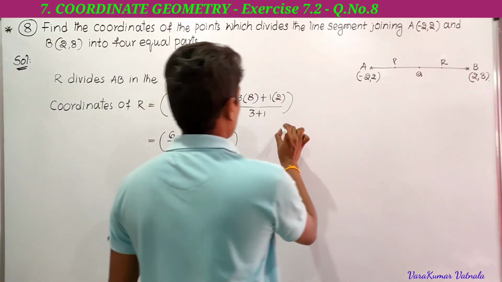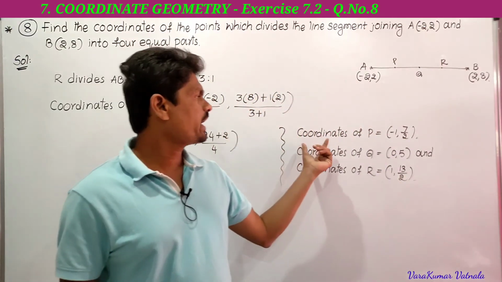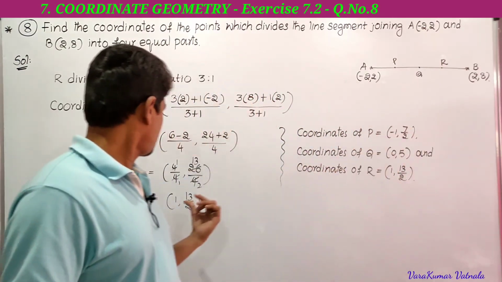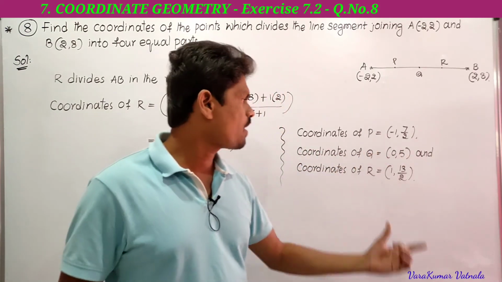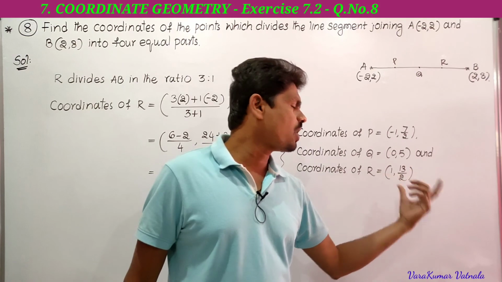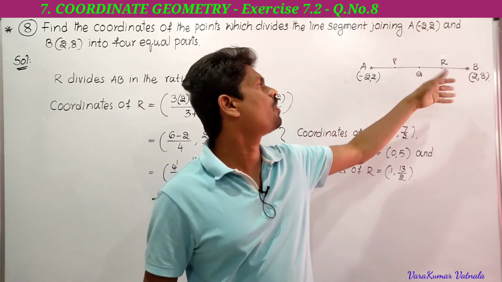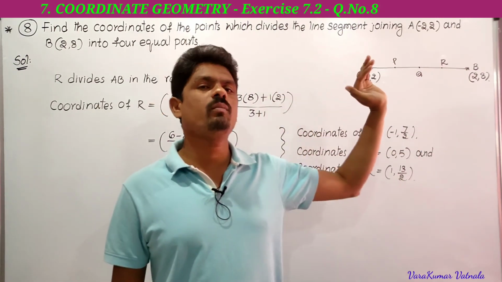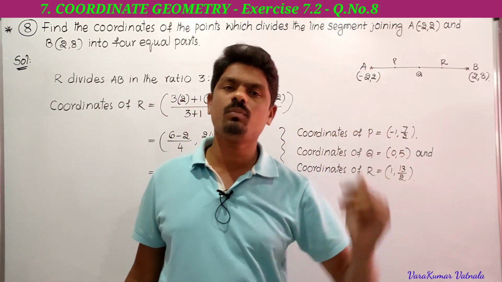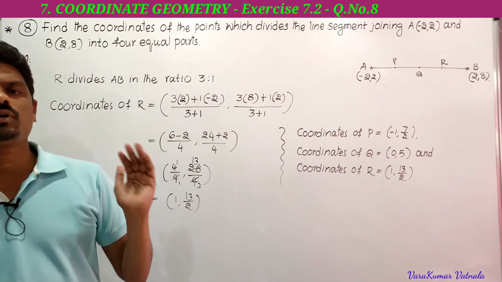So we have totally, therefore, coordinates of P equal to minus 1 comma 7 by 2, coordinates of Q equal to 0 comma 5, and coordinates of R equal to 1 comma 13 by 2. So just we have found the coordinates of all the 3 points which divide the line segment AB into 4 equal parts. So this is the 8th problem in exercise 7.2.